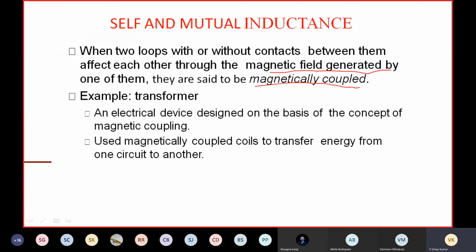Example: transformer. Actually, a transformer is an electrical device which transfers electrical energy from one circuit to the other circuit without changing frequency. It is an electrical device designed on the basis of the concept of magnetic coupling. This transformer uses magnetic coupling to transfer energy from one circuit to another circuit. I will come back to this magnetic coupling.